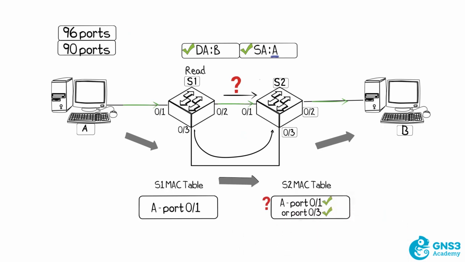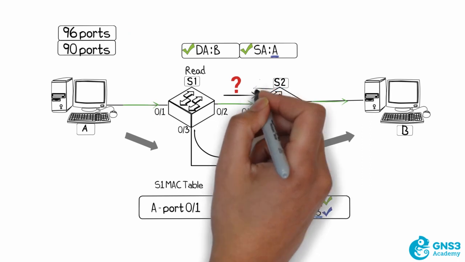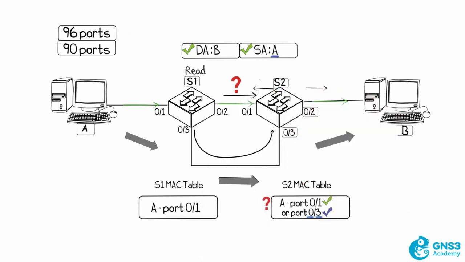So in this example, it's going to update its MAC address table to state that A is on port 3 because the frame, in our example, arrived on port 3 later than on port 1. So it's going to update the MAC address table entry to state that A is now available on port 3. The switch will also flood the frame out of all ports. So it's going to flood it out of port 1 and out of port 2.